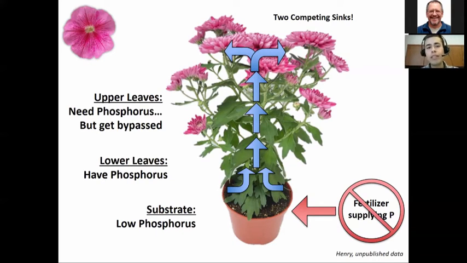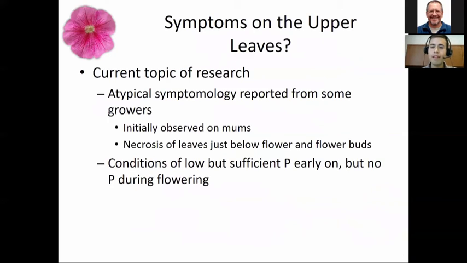But now you have two competing sinks, one being the flower and the other being the upper leaves. And so in this case, the flowers take precedence as the plant wants to put more of its energy into reproduction, as reproduction is more important than its own growth and maturation. So again, a really atypical symptom that you wouldn't normally think about. And it's been reported from some growers. It was initially observed on mums, and it occurs as a necrosis of the leaves just below the flowers and flower buds. It seems to occur under conditions of low but sufficient phosphorus early on, but no phosphorus during flowering.